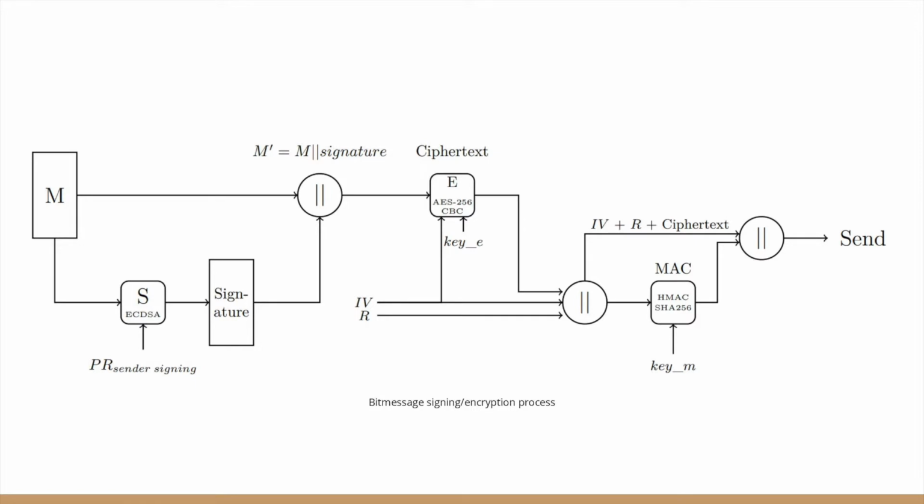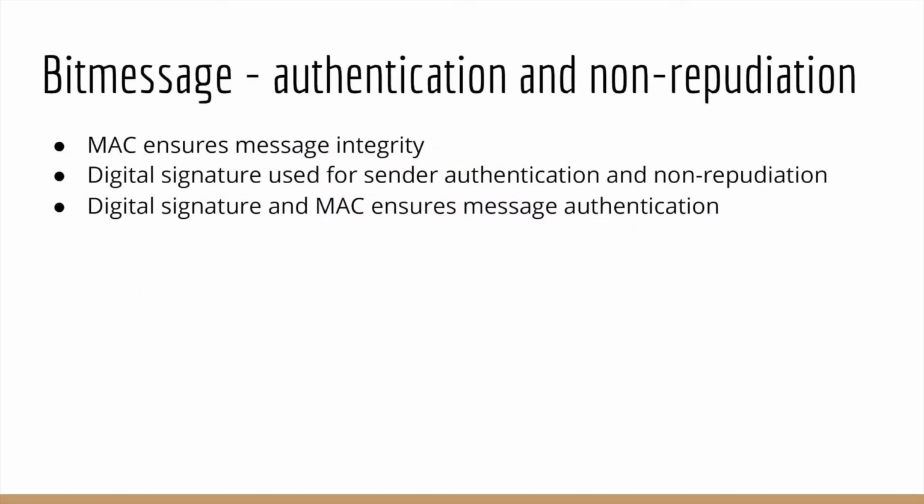Every user will try and decrypt every message they receive. If decryption is successful, then they know that the message was for them. A MAC is used to ensure message integrity but does not ensure sender authentication. A digital signature is used to ensure sender authentication and non-repudiation. Therefore, to ensure message authentication, both the MAC and the digital signature are used.